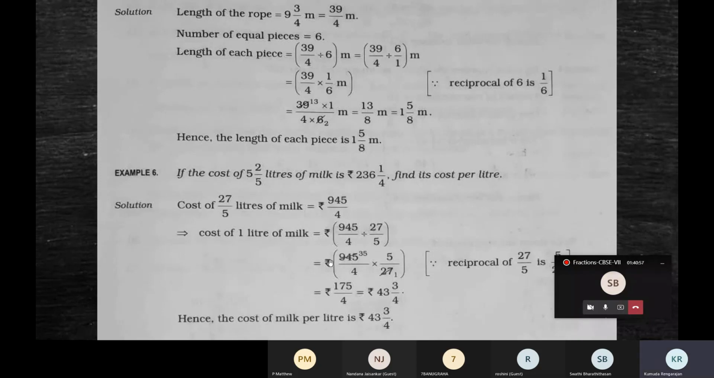So when you simplify 945 and 27, here they have done it directly. You can start with the tables of 3. So 3 how many times? Please help me. 27, if you divide by 3, what's the answer you will get here? 9. When you divide 945 by 3, what will you get?